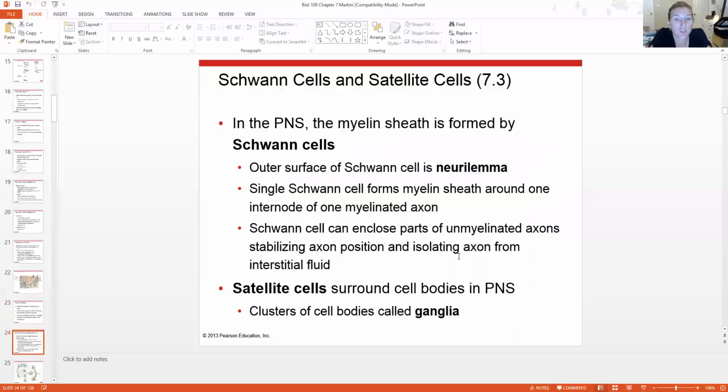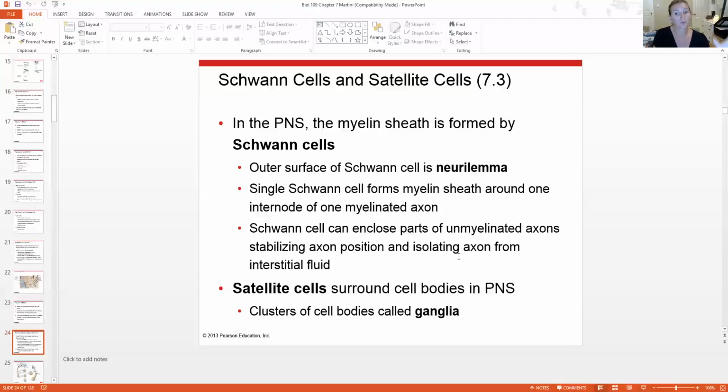Let's talk about special oligodendrocytes called Schwann cells. Schwann cells are in the peripheral nervous system. They have an outer surface called a neurolemma. A single Schwann cell can form the myelin sheath around one internode for one myelinated axon. So it's just one little patch is one cell, another little patch is another cell. The Schwann cells can also enclose parts of unmyelinated axons to help stabilize the axon.